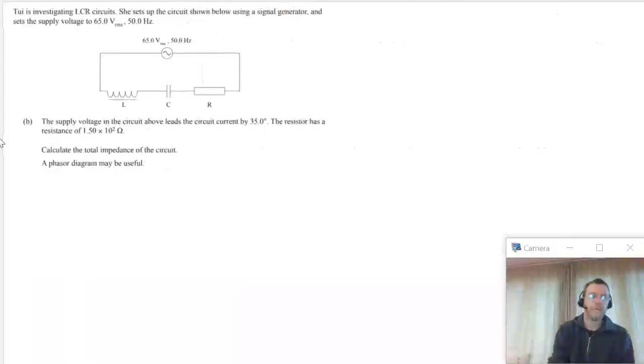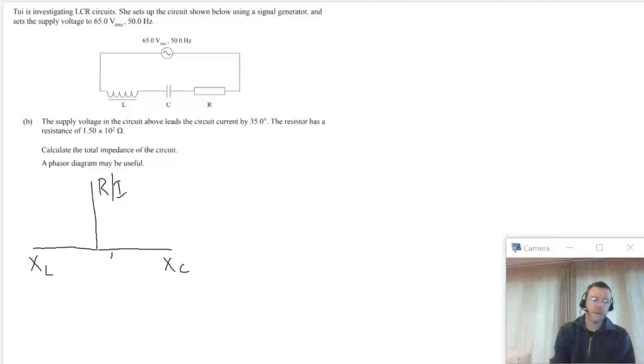Alright, question 1b. So here, firstly, it says a phasor diagram may be useful. I think a phasor diagram is actually essential. So we have 3 phasors in our possible system. We have the resistance phase, which is also the current, the inductor phase, and the capacitor phase.